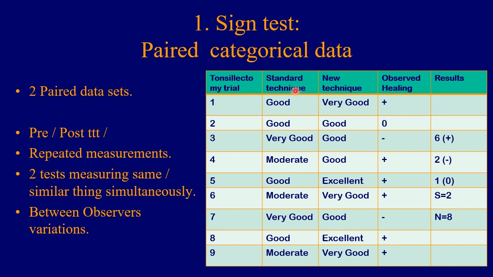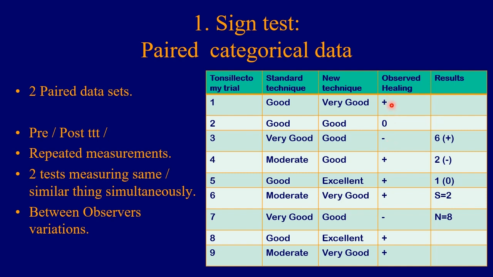With the standard technique for patient number 1, the results were good, but the results with the new technique were very good, so we put a positive sign here. In the second patient, both were good, so we put a 0. There is no difference. In the third patient, the result of the standard technique was better than the new technique, so we put a negative. And we go on with the 9 cases and end up having some who have a better healing with the new technique or no difference, or a better healing with the standard technique.